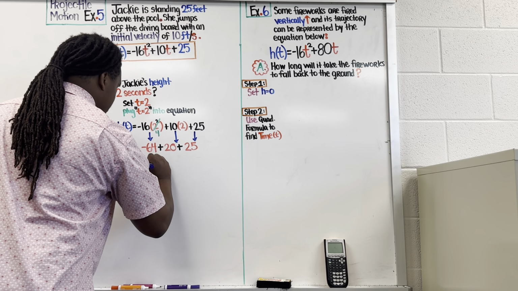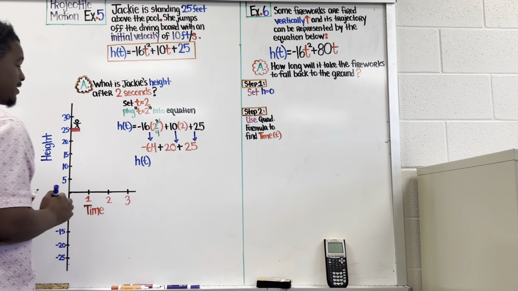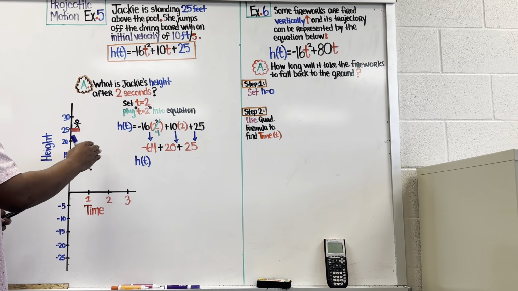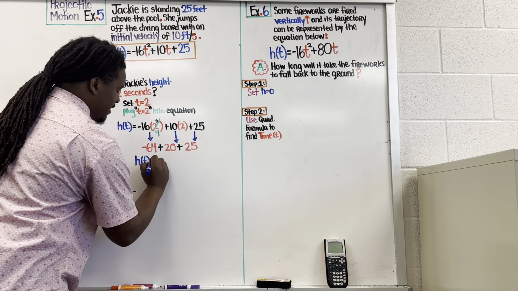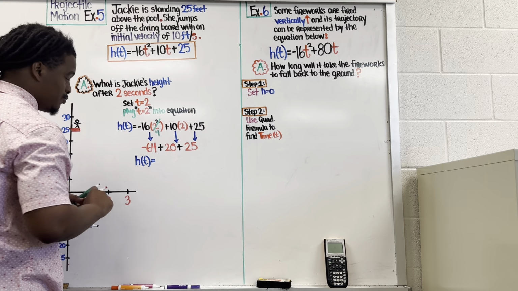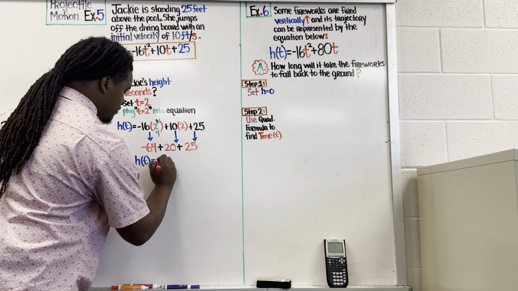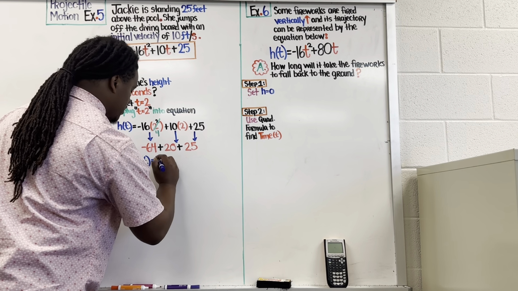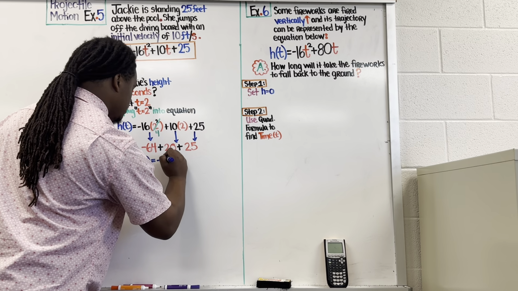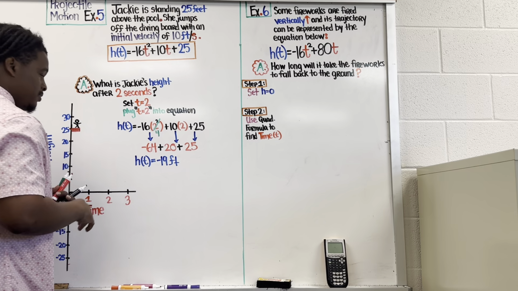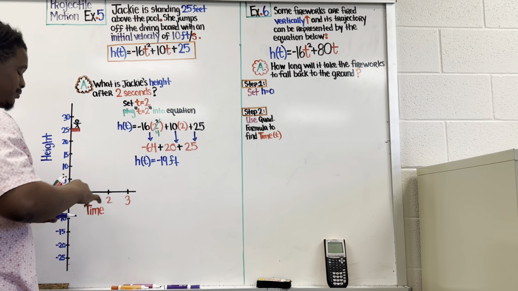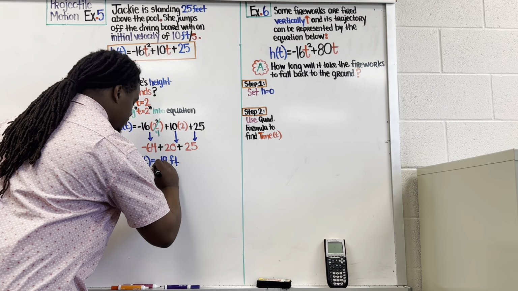Which means that after 2 seconds, as she dives, the impact was so strong that now she's actually 19 feet below the pool. So she's at negative 19 feet, or 19 feet below the water of the pool, or the surface of the pool. So I'm going to put below surface.